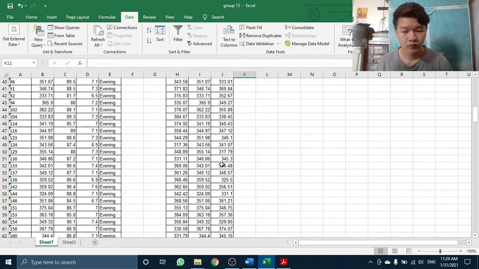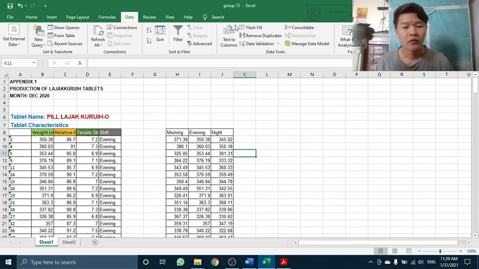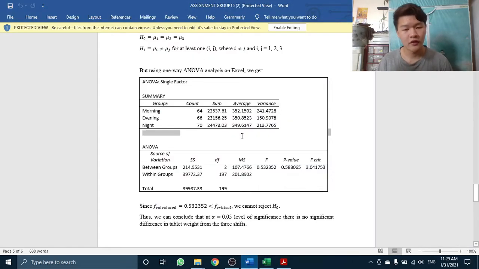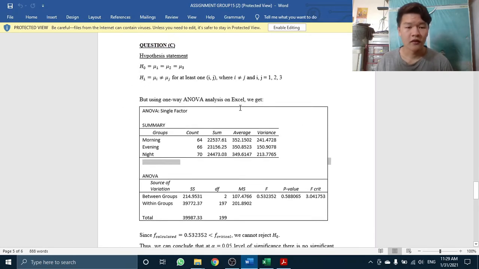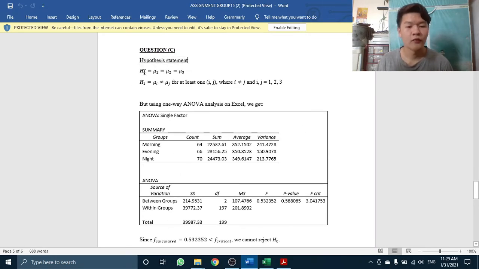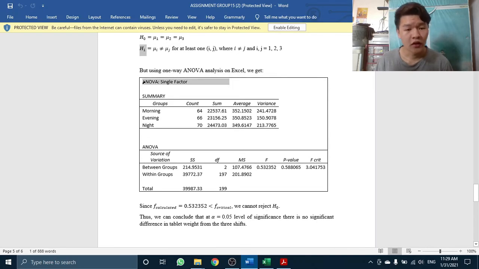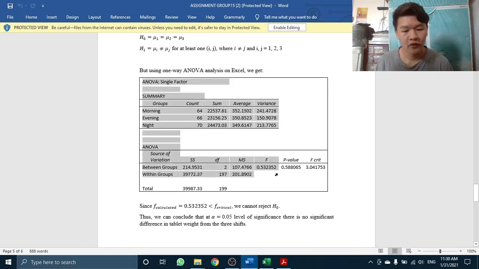Using this data, we can run the Excel one-way ANOVA analysis and we will get this result. In the hypothesis statement, if we accept H0, it means that there is no significant difference between the 3 shifts. If we accept H1, it means that there is a significant difference between the 3 shifts. In the Excel ANOVA analysis, we will get this result.